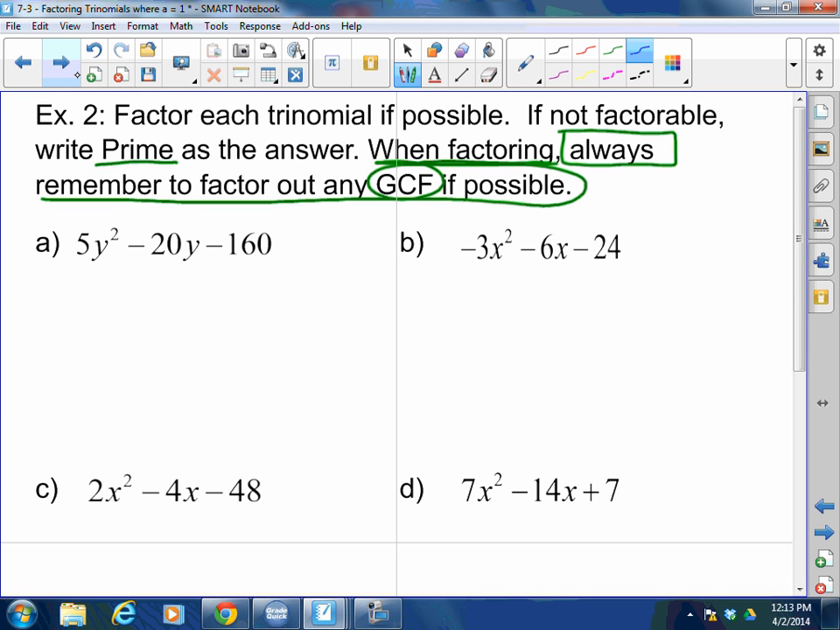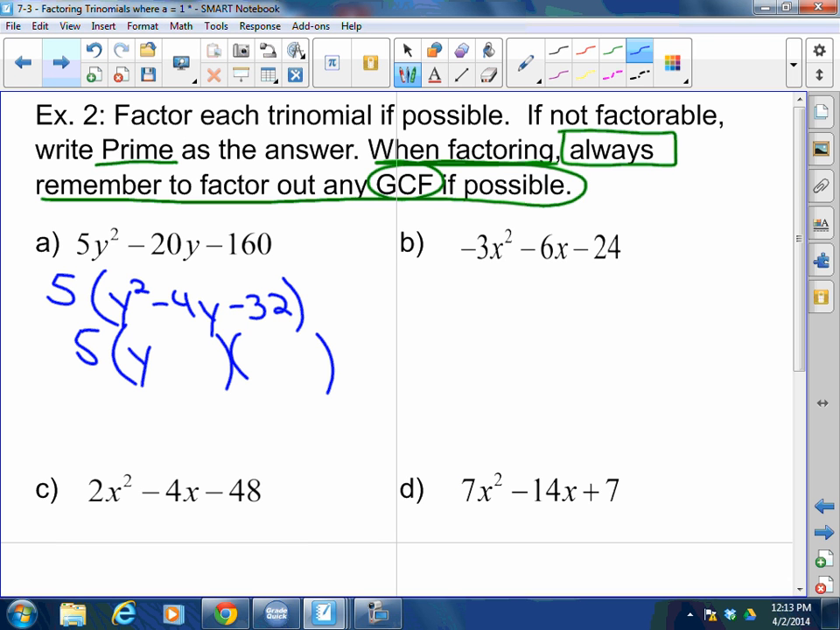What is the GCF for A, my brothers? 5. So first factor out a 5. So that means I divide every single term by that 5. Now I can factor. What times what is negative 32, but when added together is negative 4? Come on, guys. Don't leave me hanging. No, not positive 8. There you go. Negative 8 and 4. Very good. Negative 8 times 4 is negative 32. Negative 8 plus 4 is negative 4.